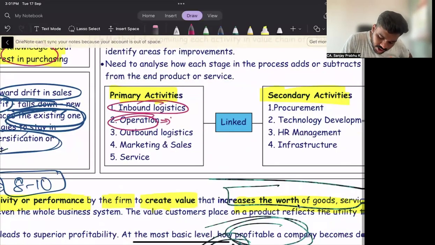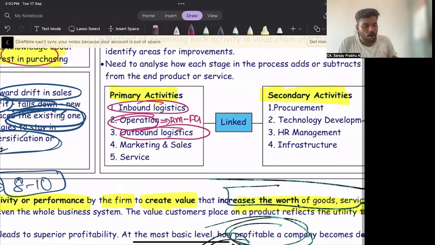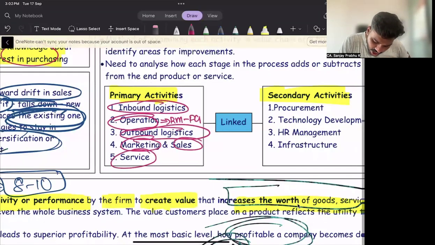See the 5 activities: inbound logistics, operations. What do you mean by operations? Converting the raw materials into finished goods. Please note it down. Outbound logistics means you are taking the products to the shops. Then marketing and sales. Then services. Services means after sale services.